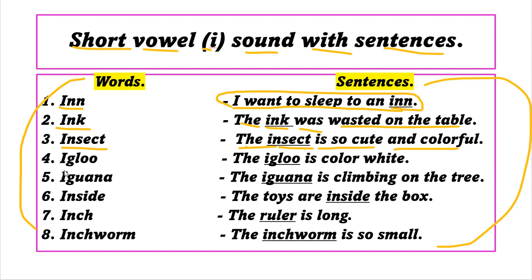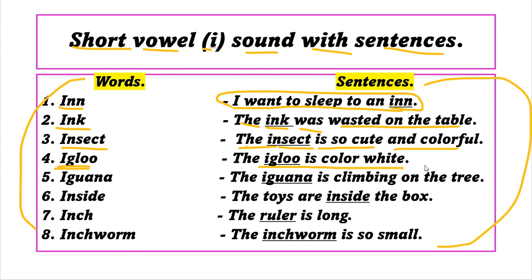Number 4, igloo. So what is an igloo, teacher? I don't know what an igloo is. An igloo is a type of home or house in the middle of a snowy place, like Norway, Alaska, or Iceland. There are a lot of igloo houses there. Why do they build igloos? Because of the atmosphere inside. It has a chimney where they can burn a fire, especially since their places are quite cold. The sentence is: The igloo is color white.